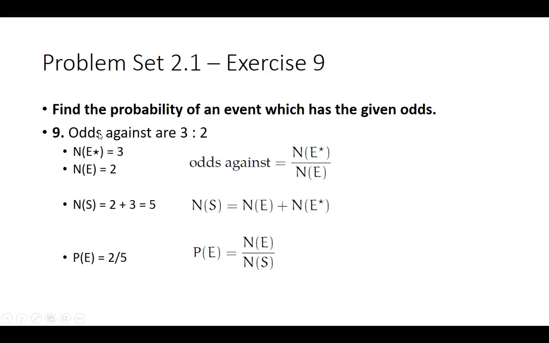Number 9, now we're given the odds against are 3-2. Odds against is the reciprocal of odds for. Odds against is NE star over NE. So that means NE star is 3. NE is 2. Add those together to get NS. 2 plus 3 is 5. So NS is 5. The probability of the event is NE over NS. That would be 2 over 5, 2/5.